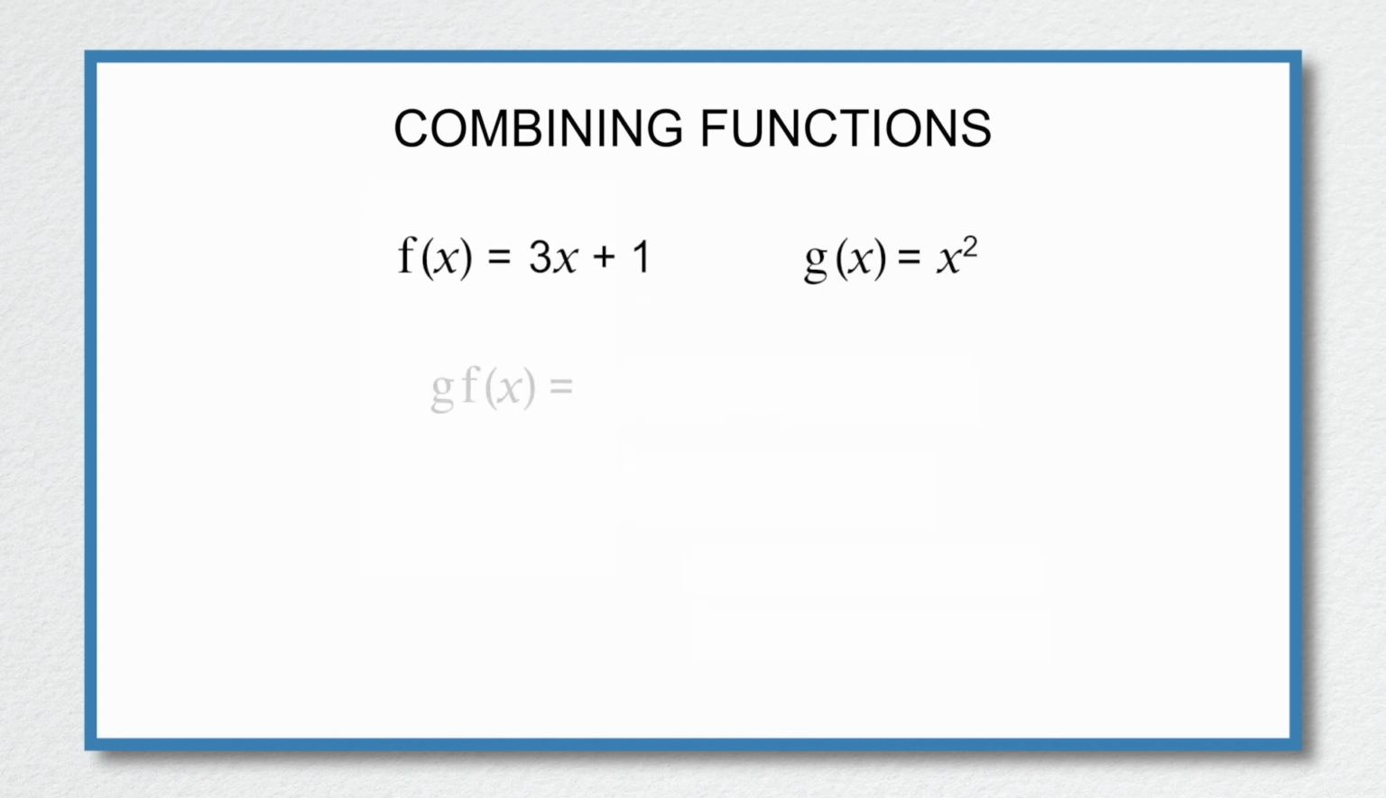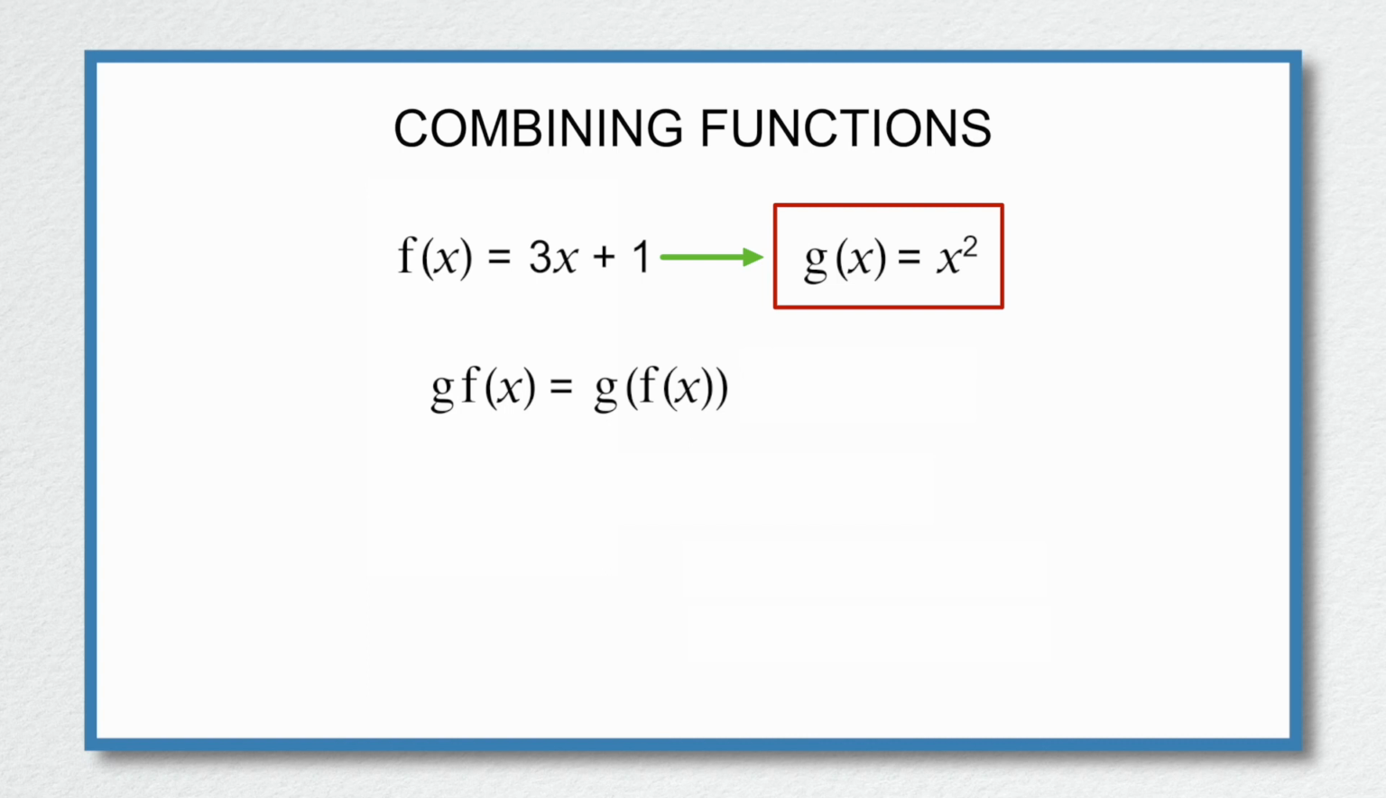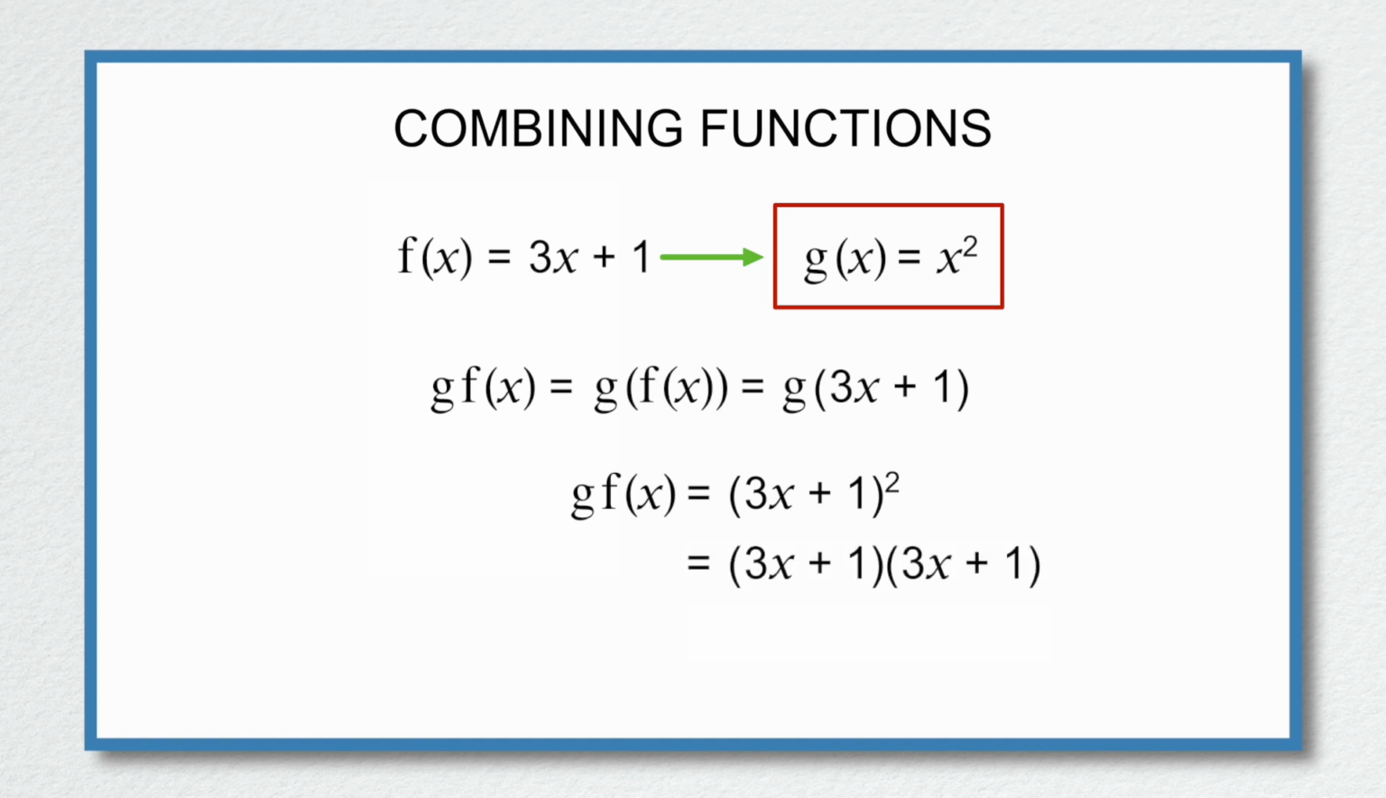If we had gf of x, then think of it like this. And what this is saying is that we are going to take our function g of x is equal to x squared, and we're going to input our first function f of x equal to 3x add 1. So wherever we see x, we input 3x add 1. So think of it like this, where 3x add 1 is equal to the input. So for gf of x, this is equal to 3x add 1 all squared. And this is equal to 9x squared add 6x add 1.